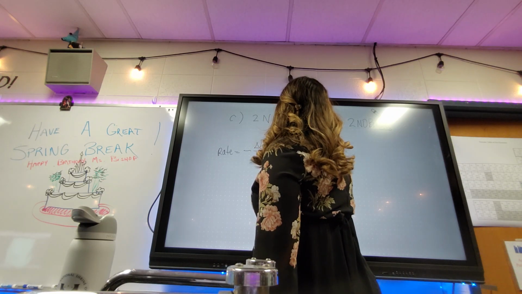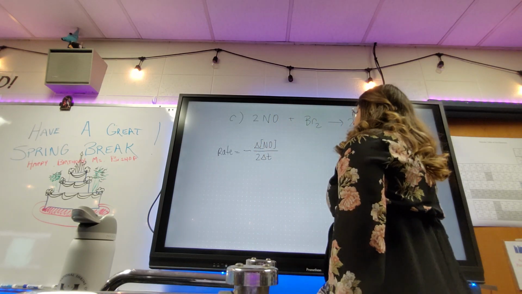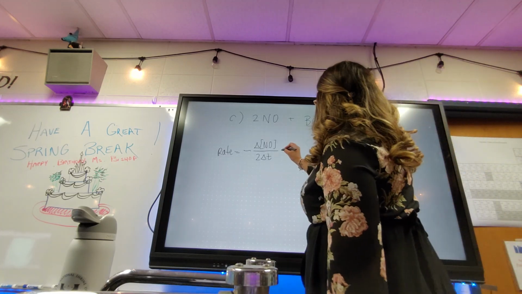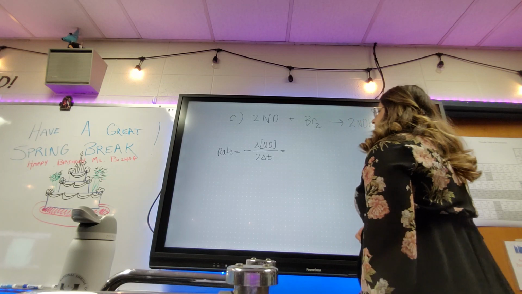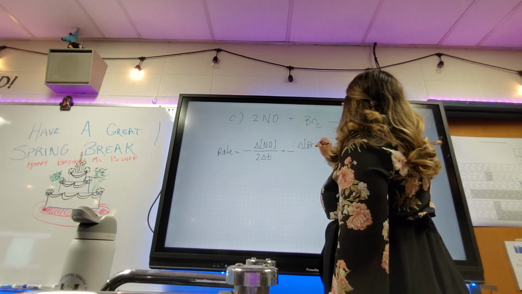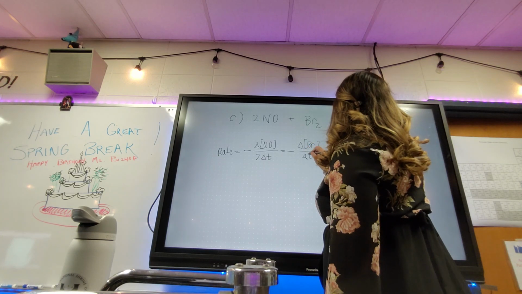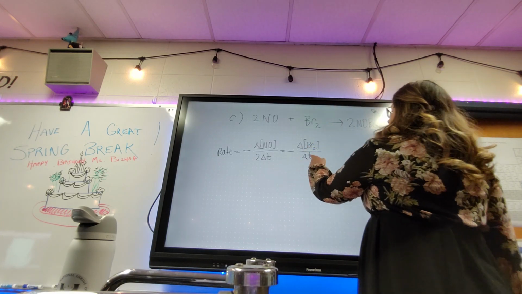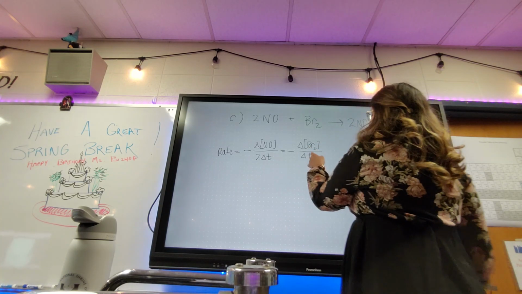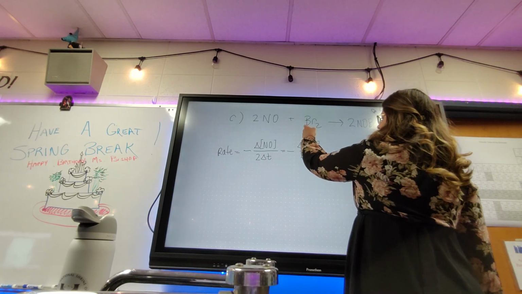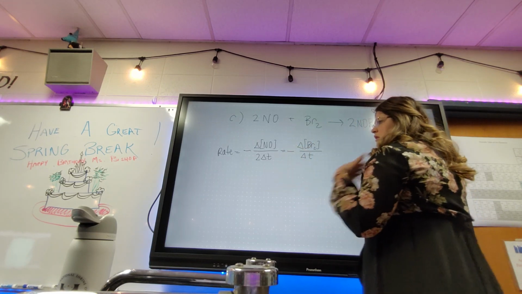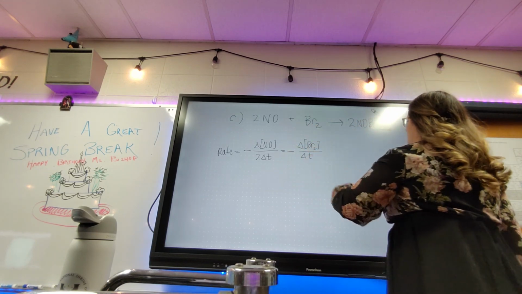NO divided by 2 times delta T. That's a reactant, so it has a negative. Is Br2 a reactant or a product? It is a reactant, so negative. And now this one won't have a number because the stoichiometric coefficient is 1. So you don't need to write the 1. We didn't write it here, so don't write it here.